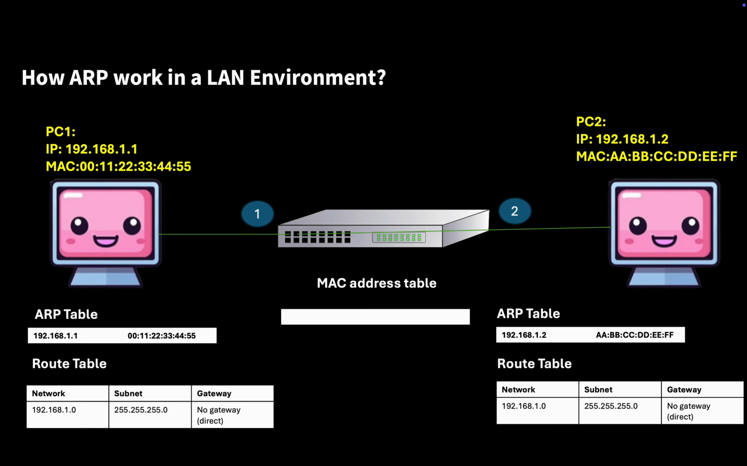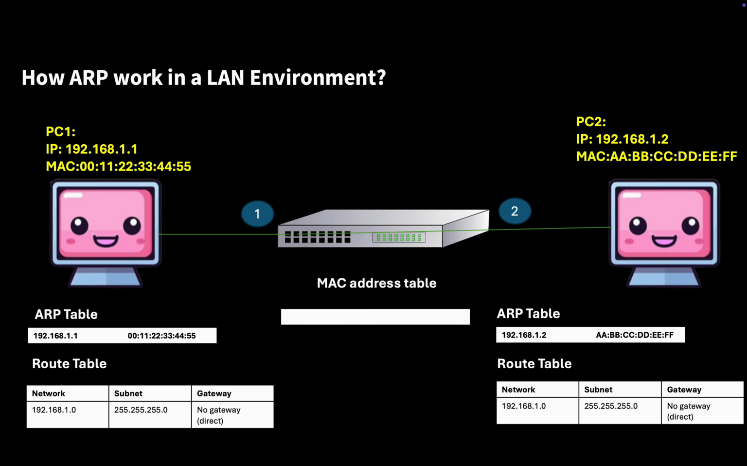Today we are going to see how the ARP protocol works in a LAN environment. ARP is the Address Resolution Protocol. It is the protocol used to resolve the IP address to the MAC address. Why is the MAC address needed? Because the lower layers, data link and physical layers, only understand the MAC address, so that it can deliver the packet to the intended device.